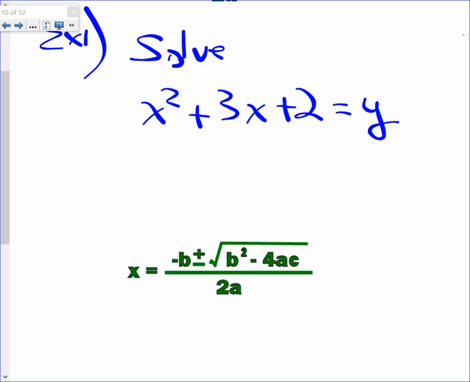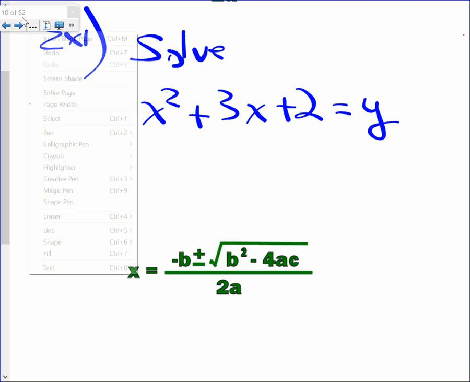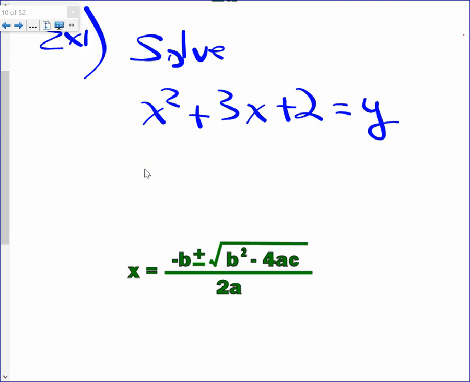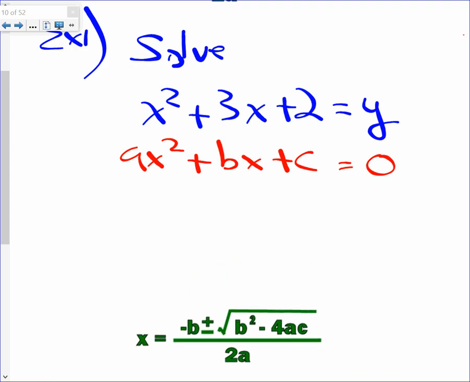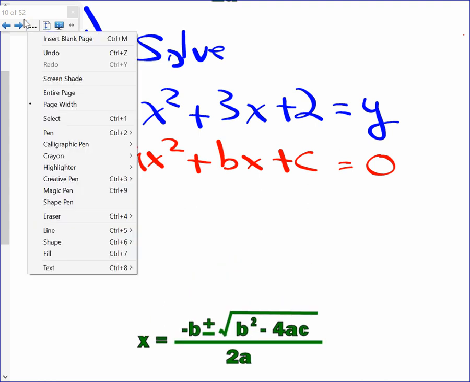I think Rojas read step 1. Can you read step 1 for me, Rojas, from the notes? So, zero on one side. Standard form is ax squared plus bx plus c equals 0. So what we're going to do is just rewrite this equation. We're going to replace y with 0.